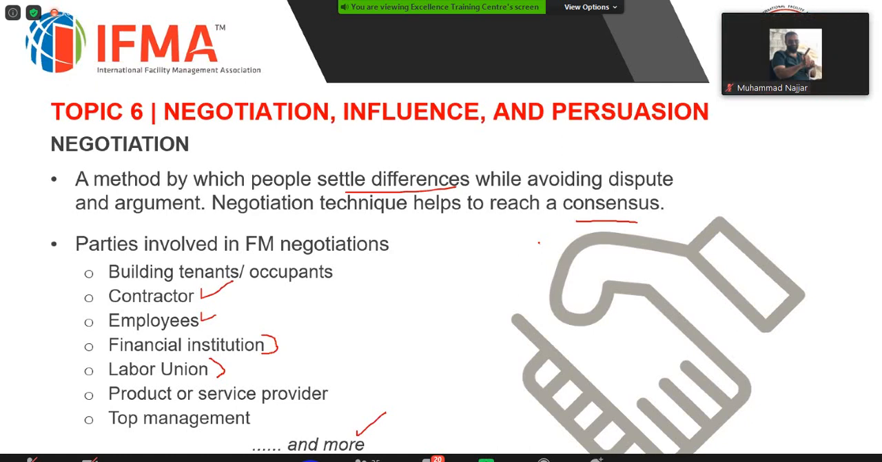Ahmad is asking, should negotiation end in an agreement or not? Not necessarily. Many times you reach a deadlock. Deadlock means a stalemate, and no one is willing to give in.